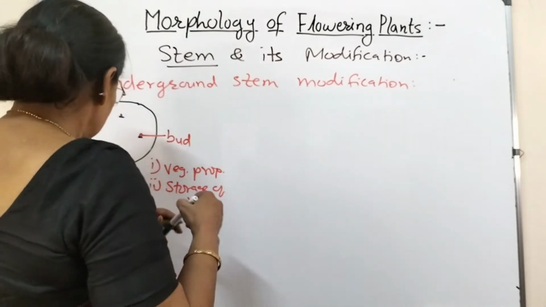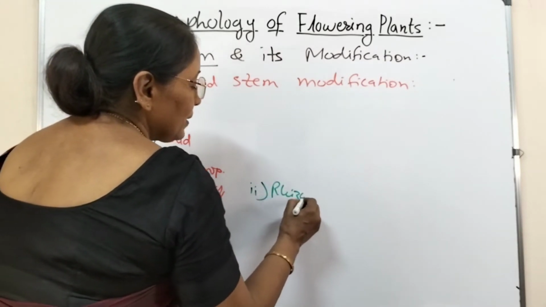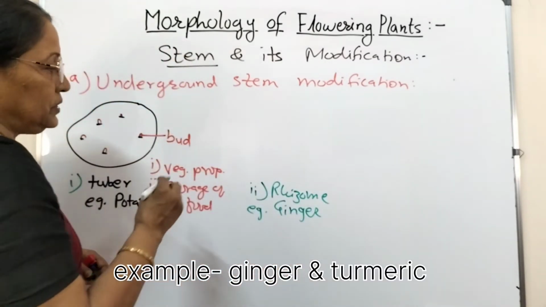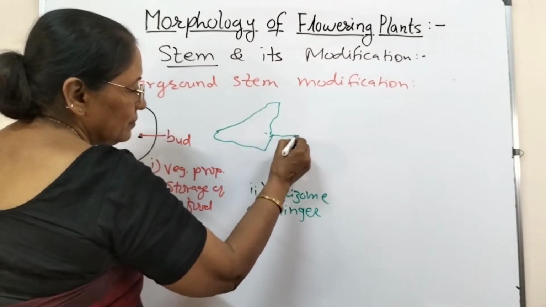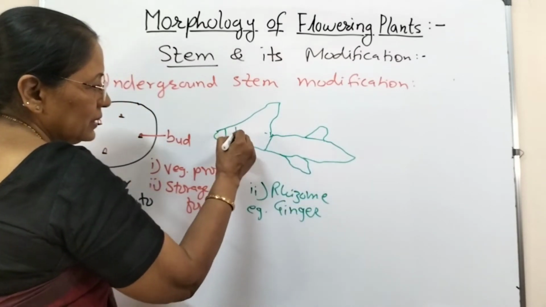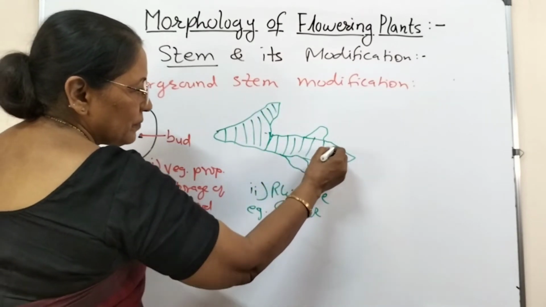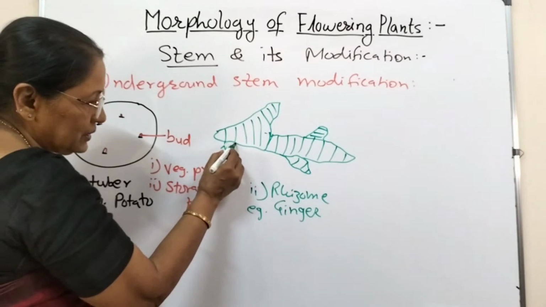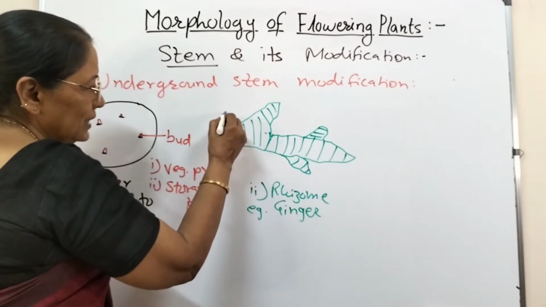Now come to the next one. The first one is tuber and the second one is rhizome. It is also underground and the example is ginger. What is its structure? Here you can see this ginger, it is having the nodes and internodes. This is one node, this is another node, and then naturally these are the internodes. In between the nodes, these are the internodes.